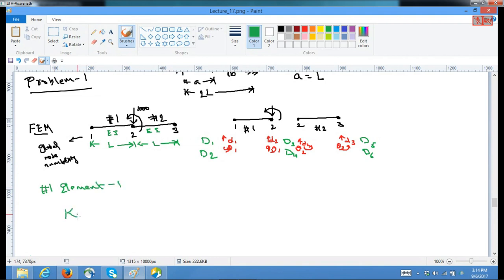the K for the element 1 is given by EI by L cube times: 12, 6L, minus 12, 6L; 6L, 4L square, minus 6L, 2L square; minus 12, minus 6L, 12, minus 6L; 6L, 2L square, minus 6L, 4L square.